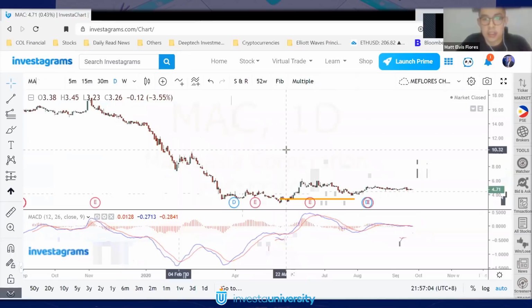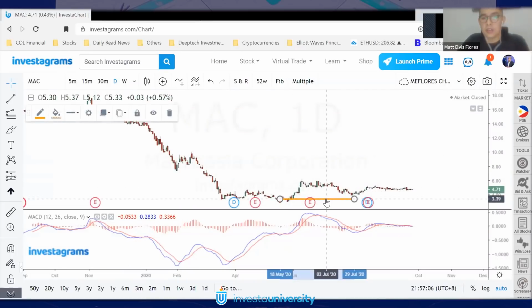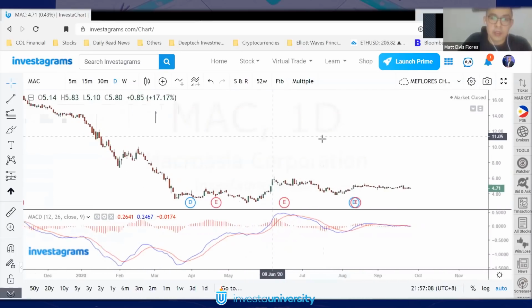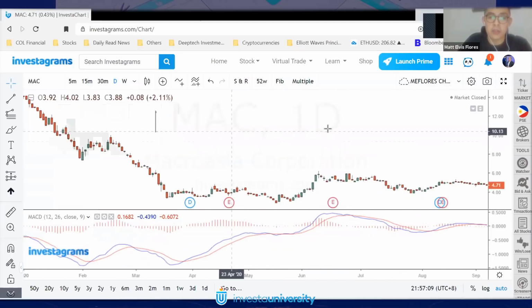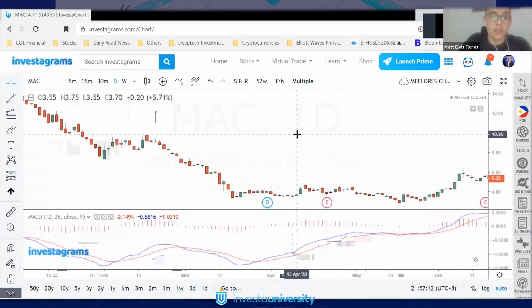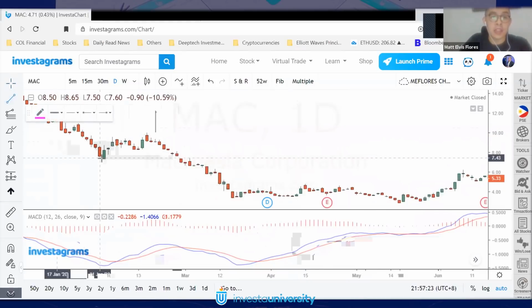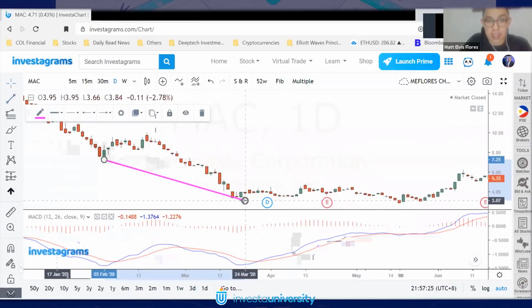Macro Asia, let's say, yun, no? Yun. Diba? Here. Ayun. So, we can now easily identify the crossover plus the overbought oversold condition. Now, we identify the divergences. So, here is an example of your bullish divergence.